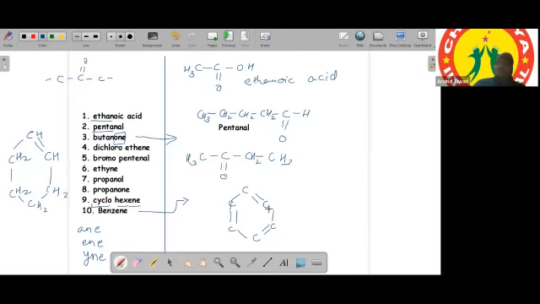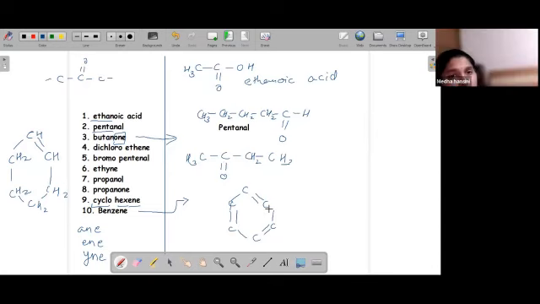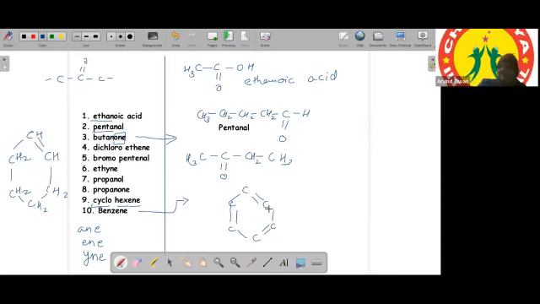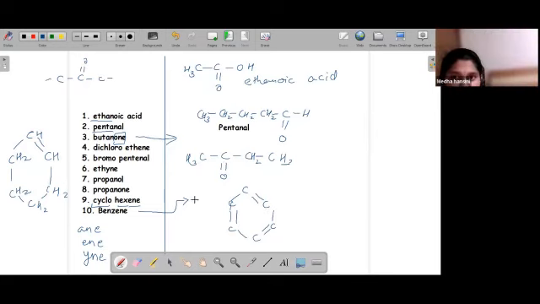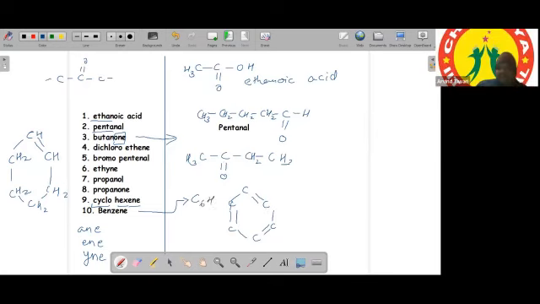Now you can see that the formula of benzene is C6H6. Is it correct? Yes, C6H6. There are six carbon atoms with six hydrogen atoms, so each carbon has one hydrogen bonded to it. So it is CH everywhere. Okay. Any doubts? Any other doubt to anyone?